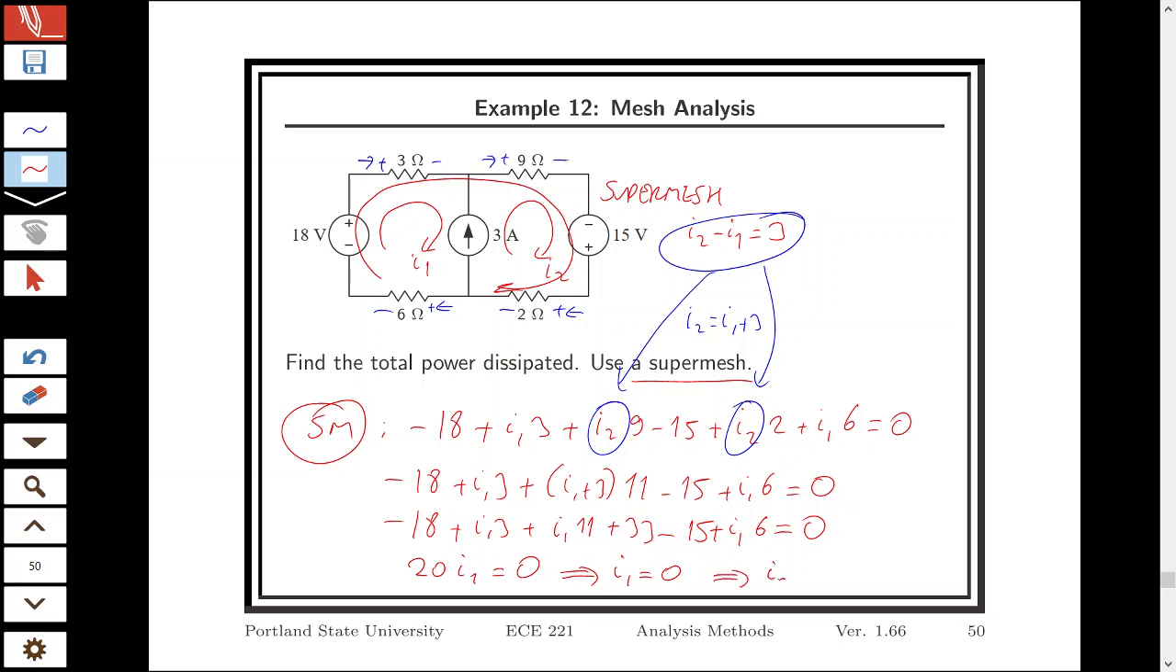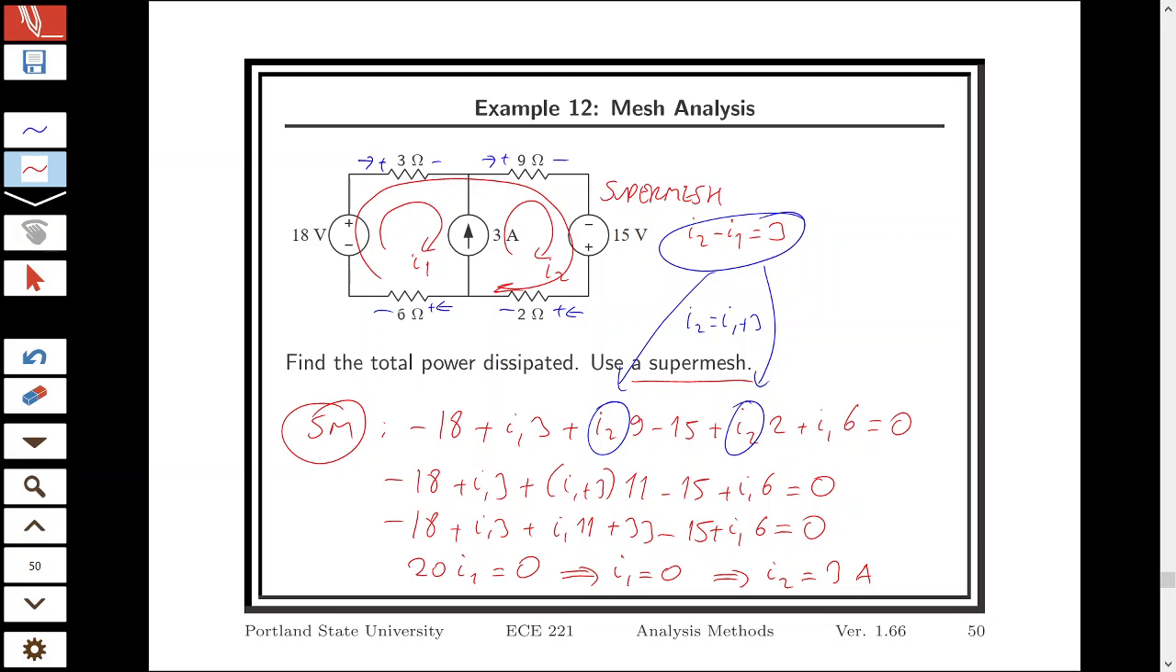And from here, I2 equals 3 amperes. Right? So the mesh current I1 is equal to 0, and I2 equals 3 amperes. So this means there is no current flowing in the first mesh. So there is no current on the 18 volt source, on the 3 ohm resistance, and on the 6 ohm resistance. So the current on these 3 branches are 0.